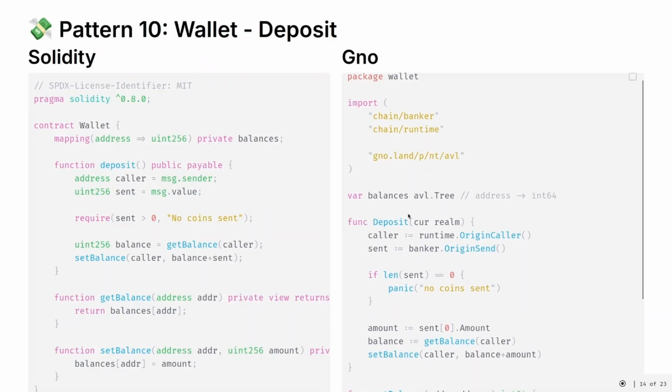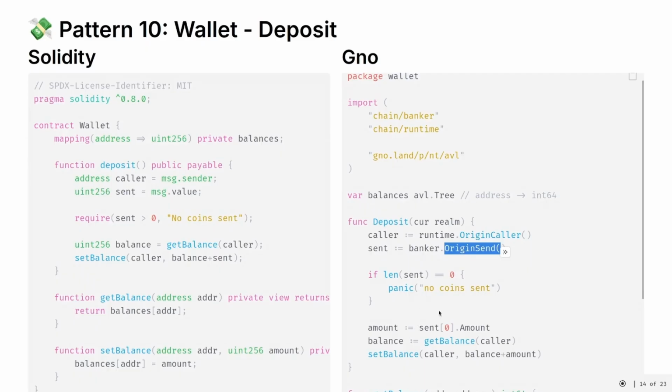In GNO, you will use the banker module, which lets you use any kind of other coins besides GNOT, which is the origin coin. You can create your own coins for the contracts, and the users may be able to send any of them. So we get the values sent to the contract, and the sent variable may be any kind of coin, so we must verify it is GNOT.